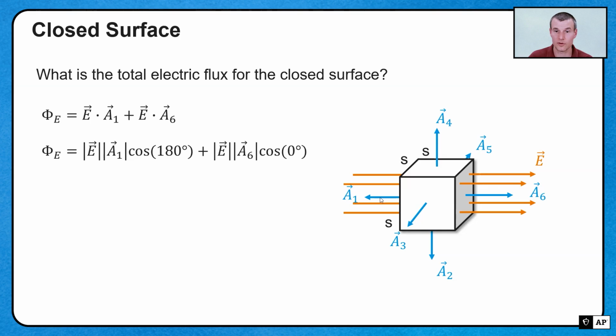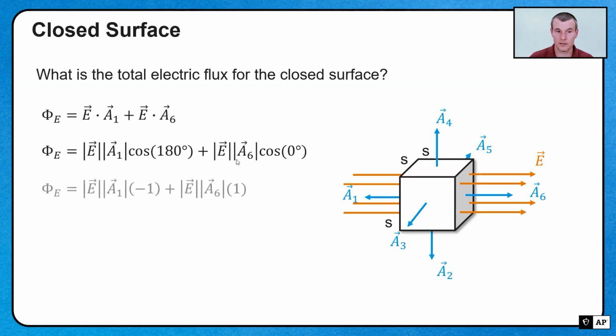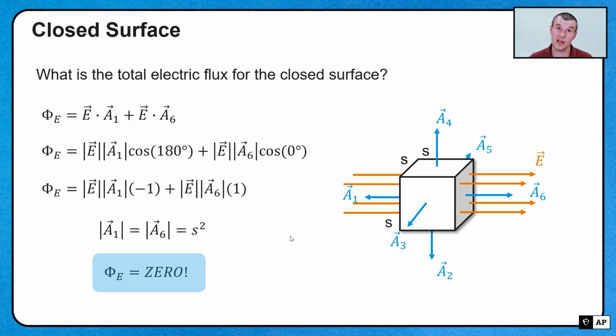But on the flip side, over here, E field's going that way, the area vector is going the other way, so this thing is completely open at 180 degrees. And when we do that, this gives us a -1, that gives us a 1, and which means that if the area 1 is our square is equal to the area on the other side, also a square, then, oh my gosh, the total electric flux through a closed surface has to be 0. And in fact, that's going to be true for all closed surfaces.